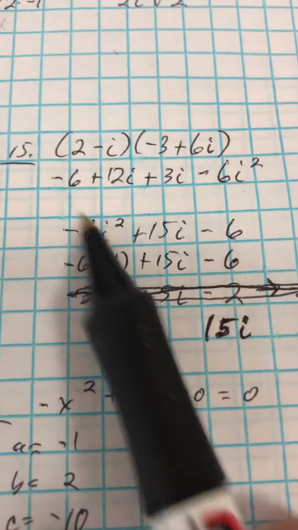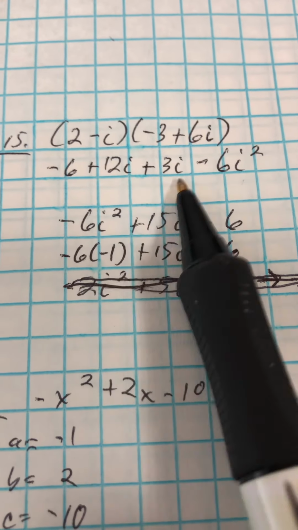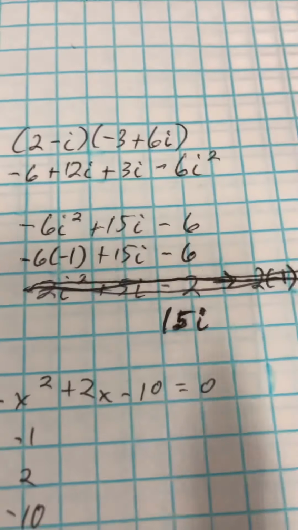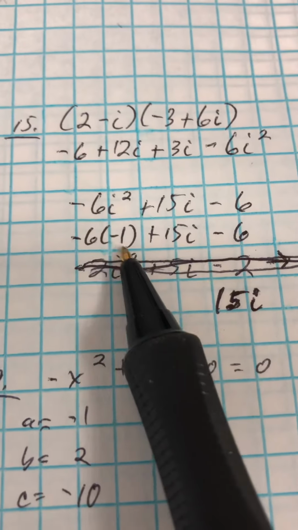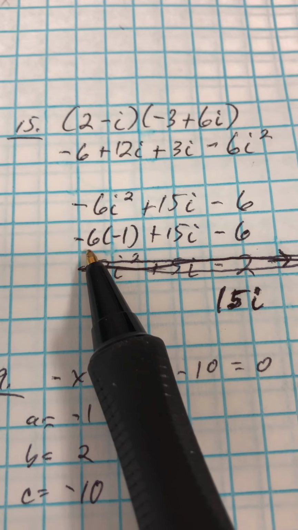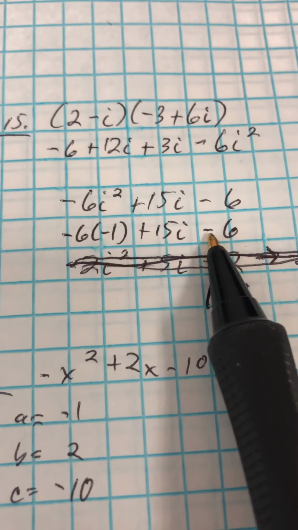Now, I just rearrange it. I like my i squared out front. I combine these two to make 15i, and I still have this minus 6 or negative 6 now. Remember, i squared is negative 1, so this actually is saying negative 6 times negative 1, which is going to be a positive 6, and I have a minus 6 back here.